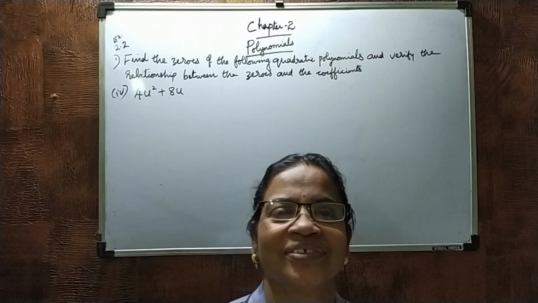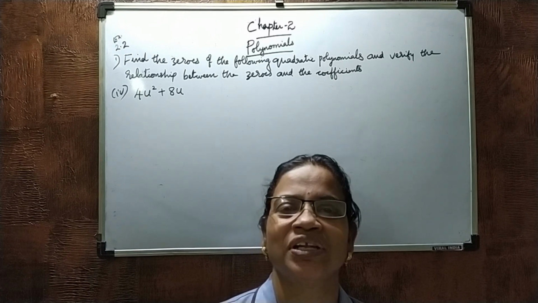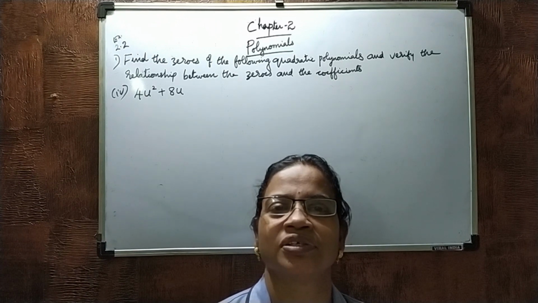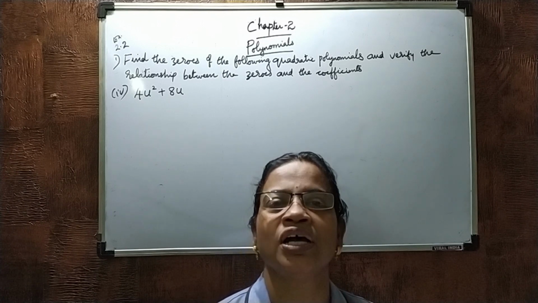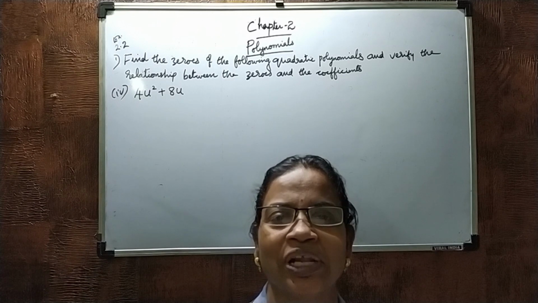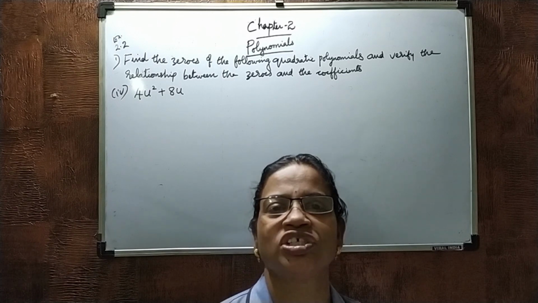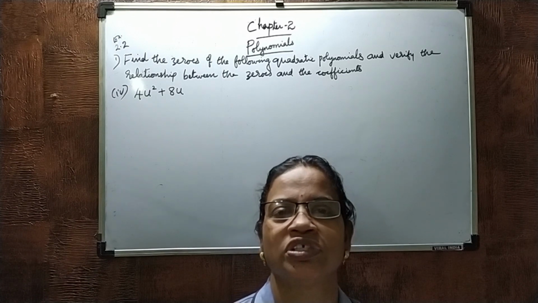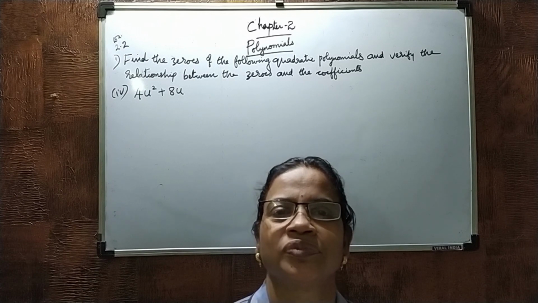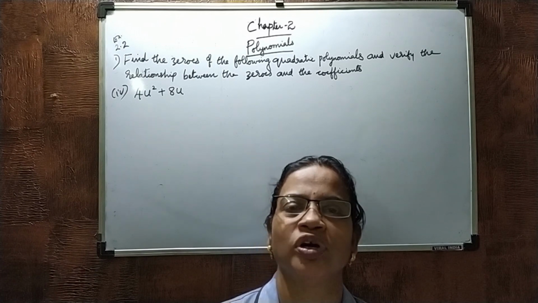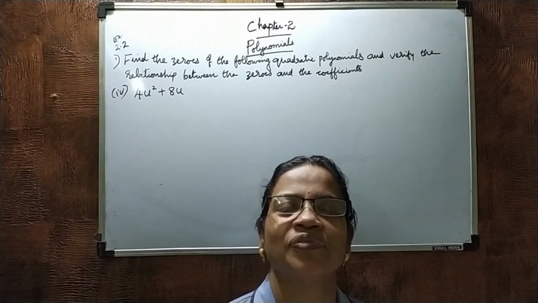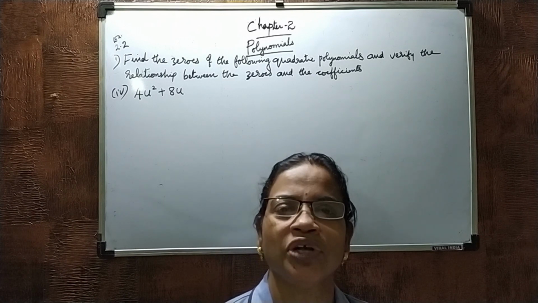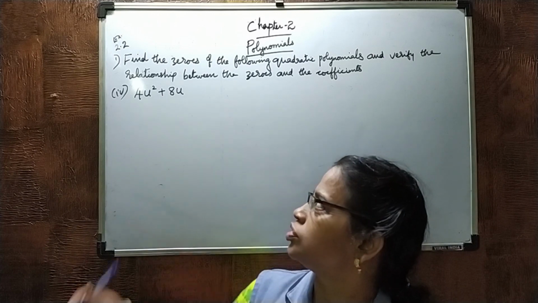Good morning. Last class we learned about polynomials. In that class we learned how to find the zeros by splitting the middle term, and the verification of the relationship between zeros and the coefficients of the polynomial. So in Exercise 2.2, two more problems are there, a variety of problems. Today we will do those problems.